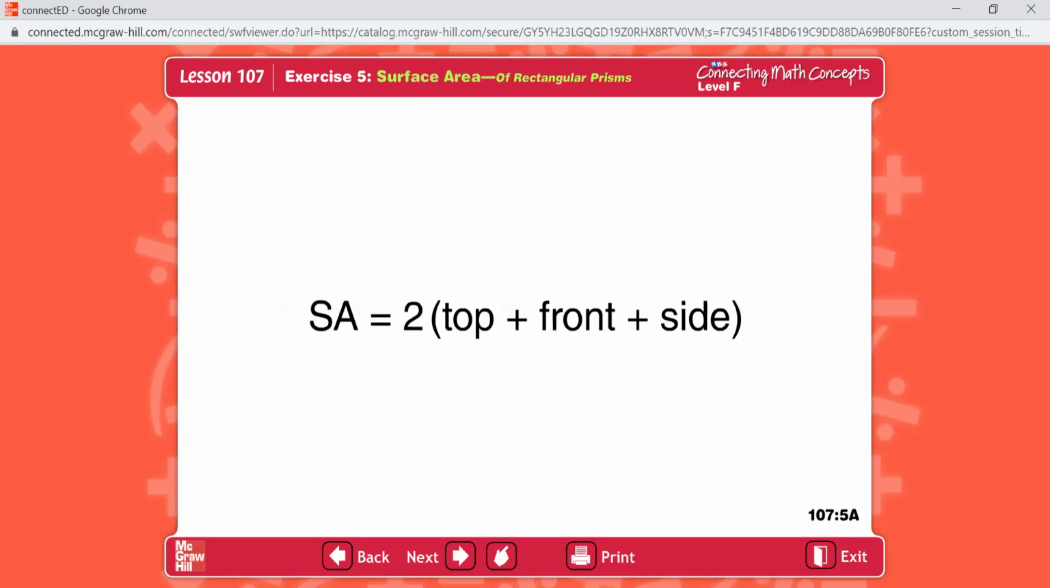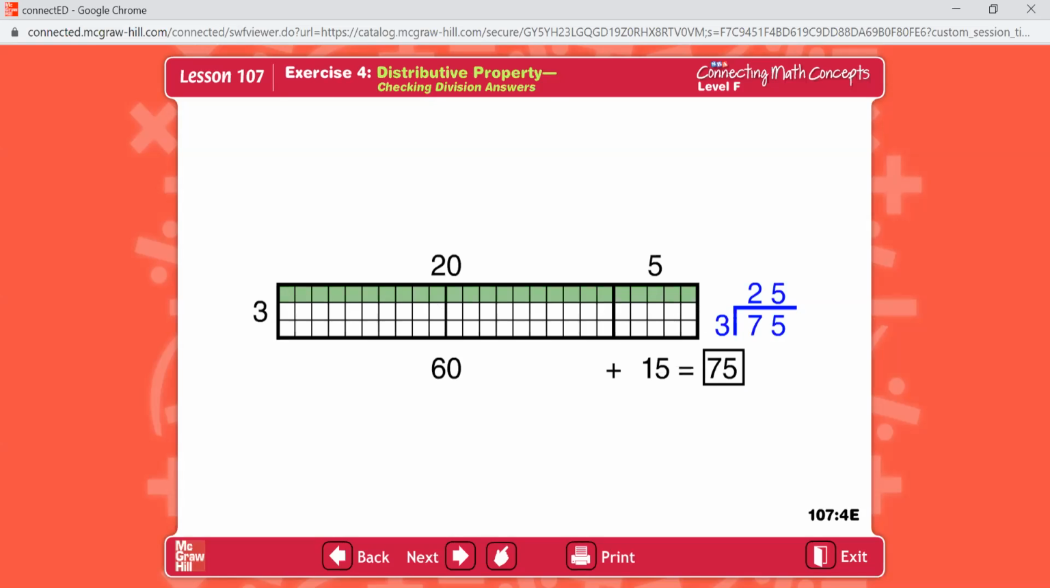Find part 3 in your workbook. The whole rectangle shows 5 times 31. You're going to figure out the total number of squares in the rectangle, then work the division problem. I'll repeat that. The whole rectangle shows 5 times 31. You're going to figure out the total number of squares in the rectangle, then work the division problem.